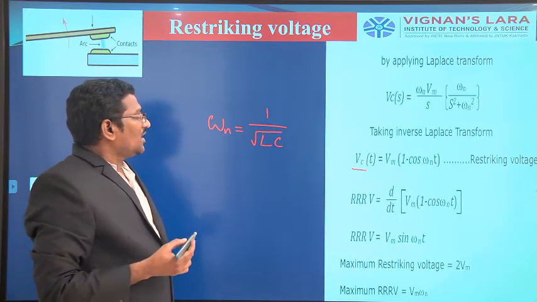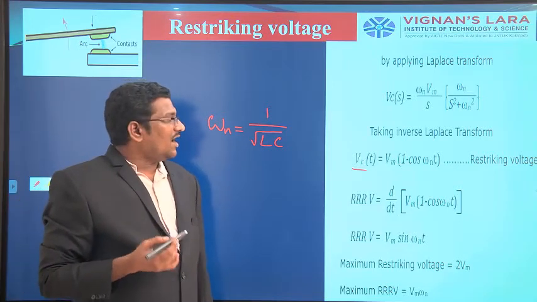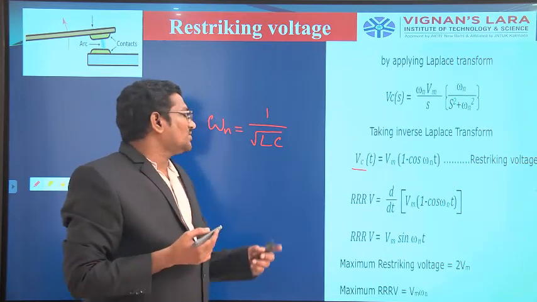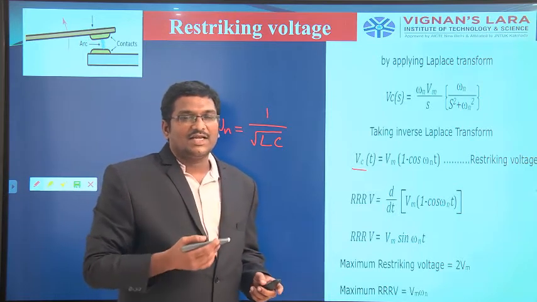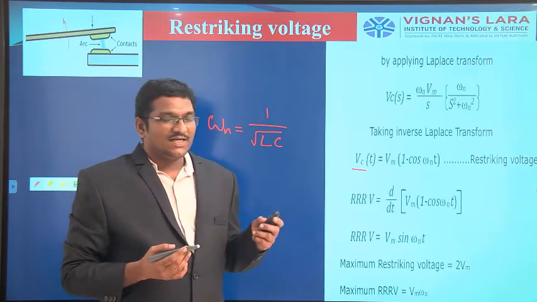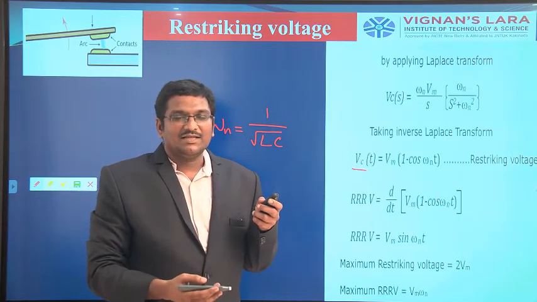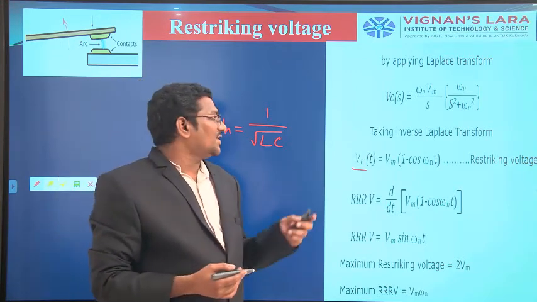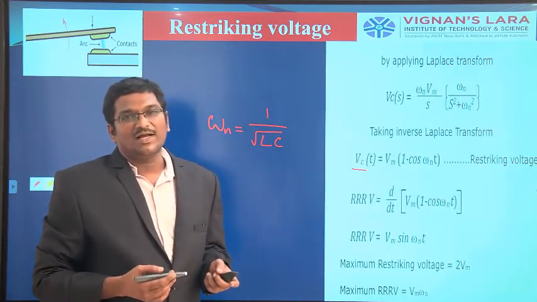Now the rate of rise of restriking voltage decides the arc extinction between the fixed contact and the moving contact. Suppose we consider the rate of rise of restriking voltage and the dielectric strength of the medium. If the rate of rise of restriking voltage is more as compared to the dielectric strength of the medium, the arc will persist for the next half cycle. That's why the restriking voltage plays an important role in circuit breakers.